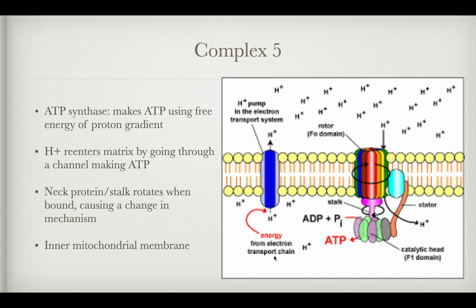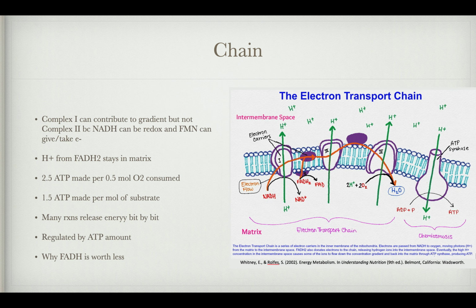But it's not a free-for-all. There are regulations, of course. So let's just go back through the chain. Complex 1 can contribute to the gradient, but not complex 2 because of the components. So complex 1 has NADH and FMN, and that can participate in the redox reaction. I said before, but let's say it again, the H plus from FADH2 remains in the matrix.